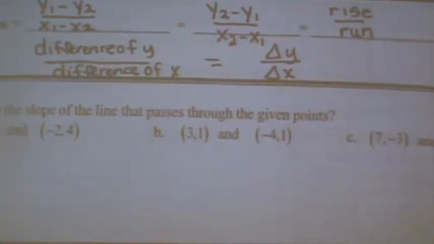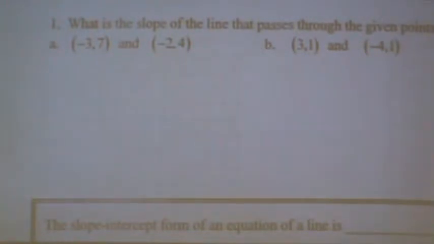So now, if you have 2 points and they ask you to find the slope, check out these 2 points graphed. Let's graph them really quick. How do you graph -3, 7? Well, you start at the origin and you go 3 units to the left, and 1, 2, 3, 4, 5, 6, 7. And -2, 4 is 1, 2, 3 right here. Now if I connect these 2 dots, I have a line.